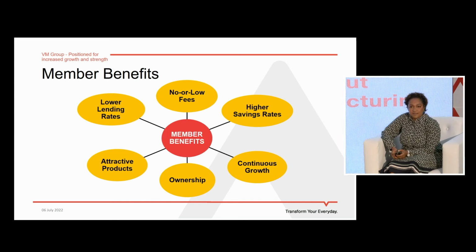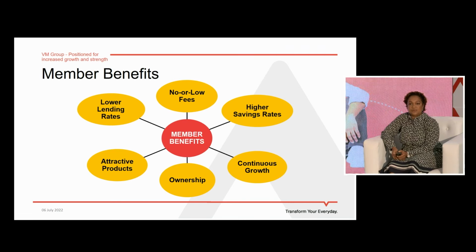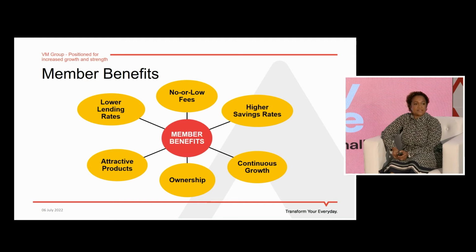On the member benefits side, through the various offerings across the group, you'll continue to receive member benefits with no or low fees, higher saving rates, attractive products, and lower lending rates. Those are the benefits that will be streamed down to the members. And the VM group will have oversight responsibility for ensuring that these benefits are streamed down to our members.